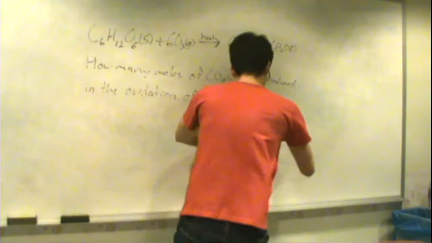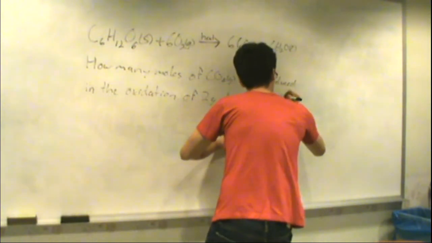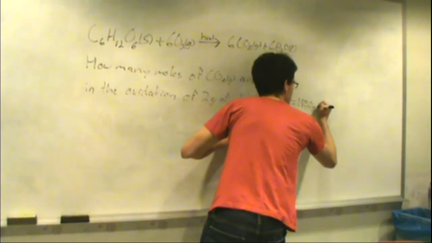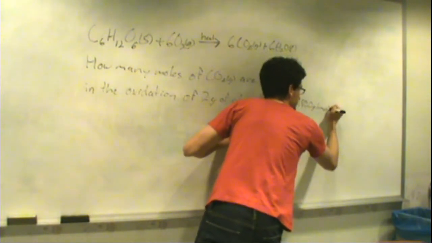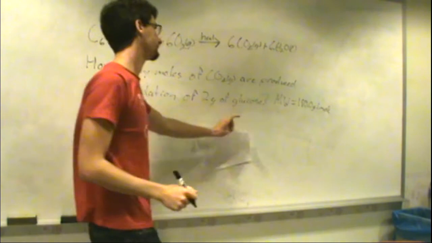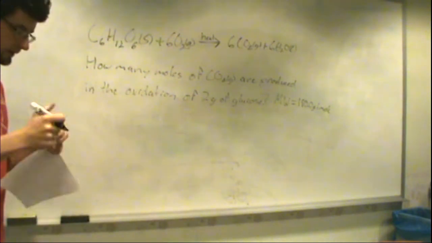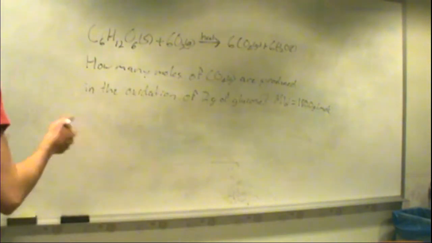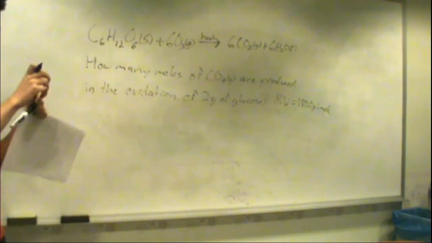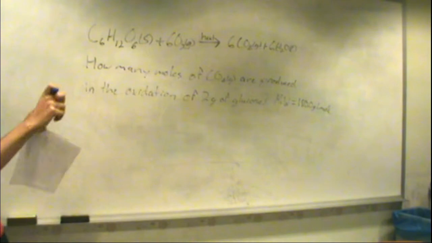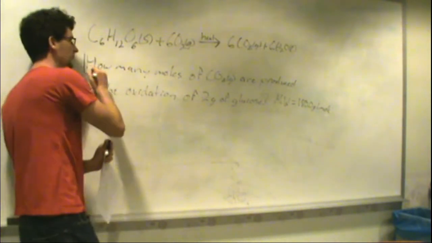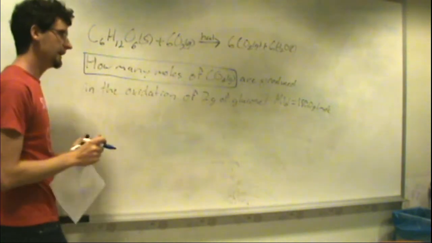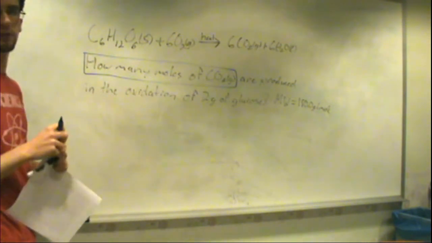And I'm going to give you the molecular weight of glucose, which is 180 grams per mole. So let's box off and surround parts of our question that we're trying to look for. So let's box off what we're trying to look for. So we're trying to look for how many moles of CO2.